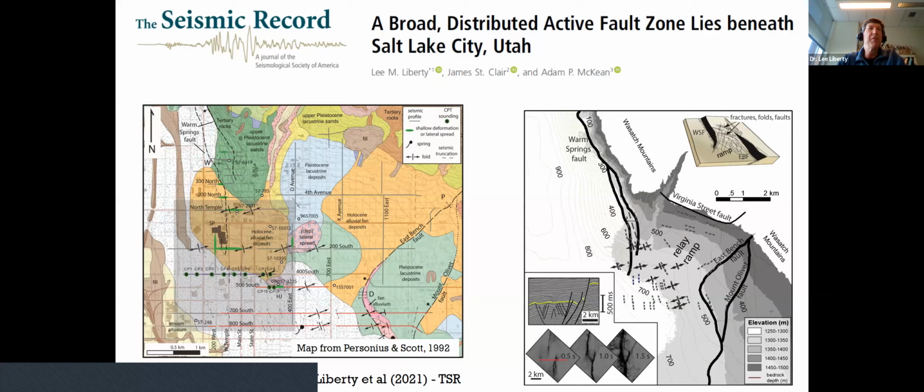What we've done is identify a number of faults and folds that really suggest that we have this broad distributed fault zone. Our interpretation is that there's a connection between one segment of the Wasatch Fault called the Warm Springs Fault and another segment called the East Bench Fault, and they are connected through this relay ramp. That's my interpretation, and hopefully I can show you that the data support it.